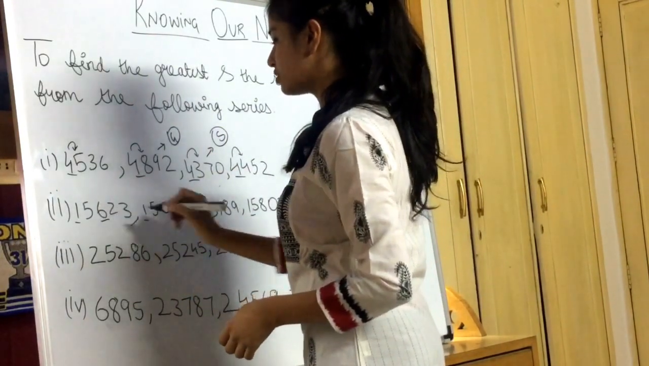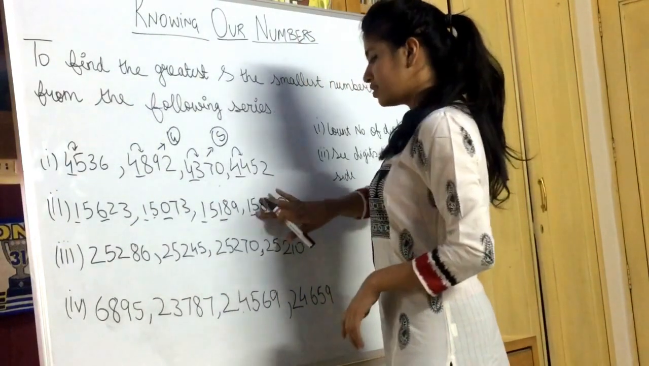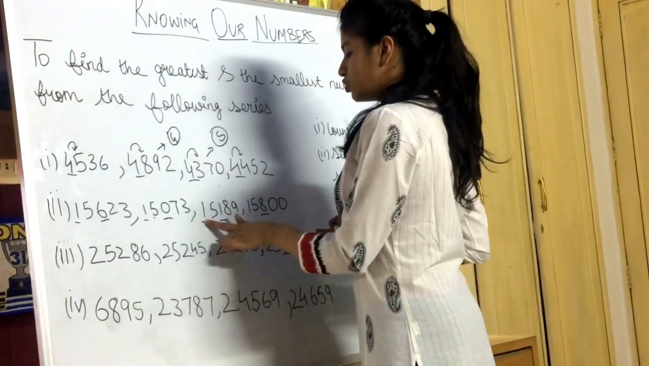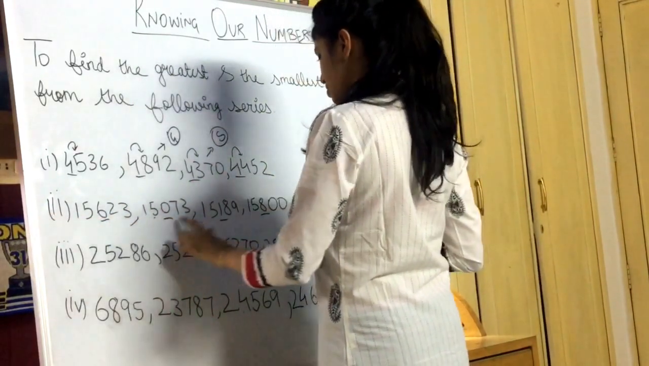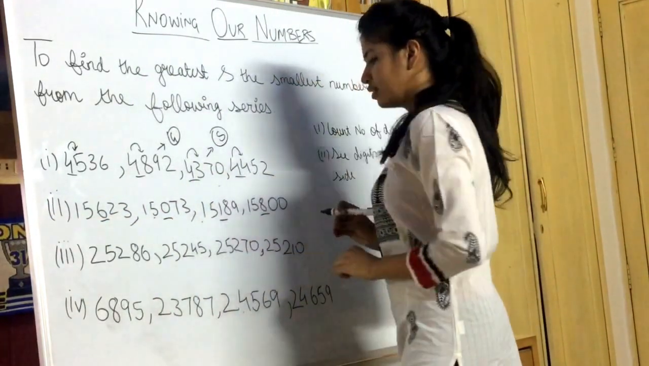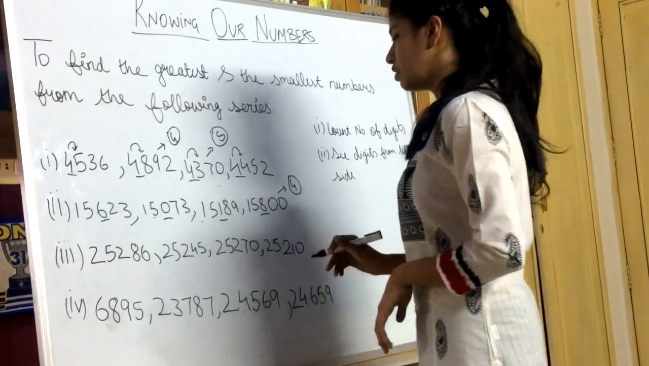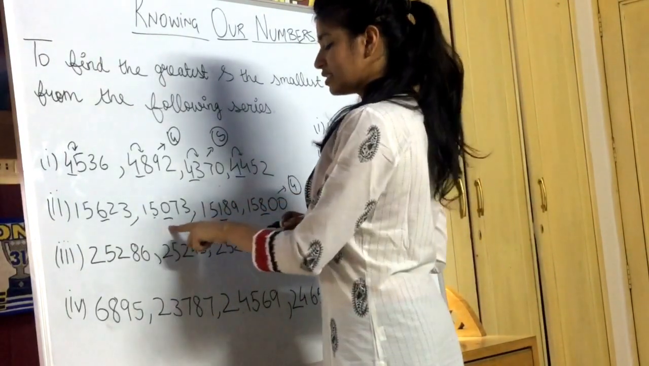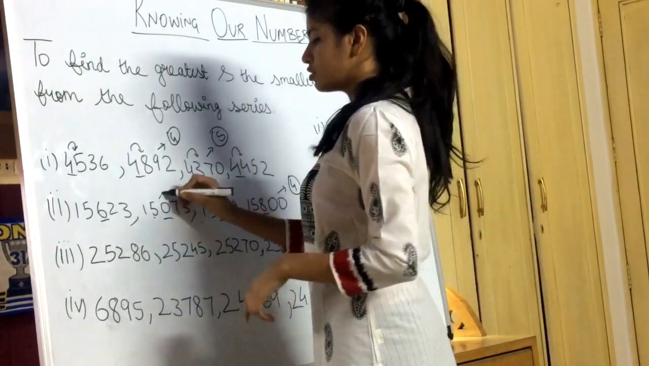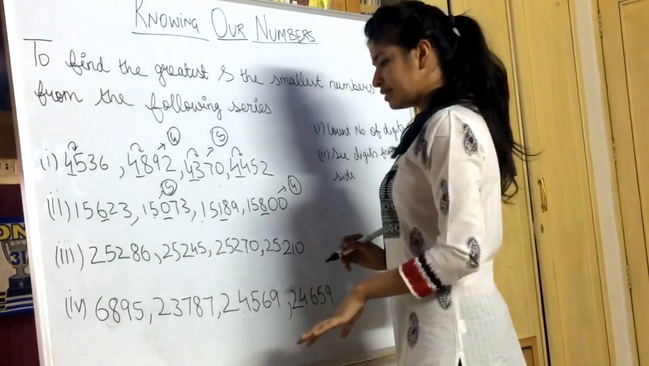So the third digit is 6, 0, 1 and 8. From 6, 0, 1 and 8, which number is the greatest? 8 is the greatest. So this number becomes the greatest from the series. From 1, 0 and 6, which is the smallest? This 0 is smallest. So this becomes the smallest of the series. Now we move on to the next series.